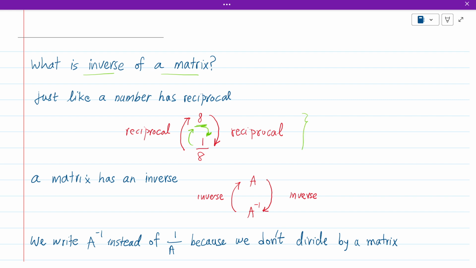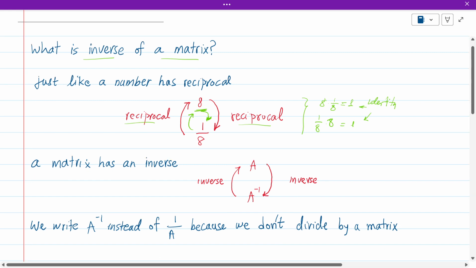The reason is when you multiply 8 times 1 over 8, you get the number 1 that we call the identity number for multiplication. And if you multiply 1 over 8 by 8, again you get 1. So again this is the identity. So 8 is the inverse of 1 over 8, and 1 over 8 is the inverse of 8. Here in numbers we call it the reciprocal.